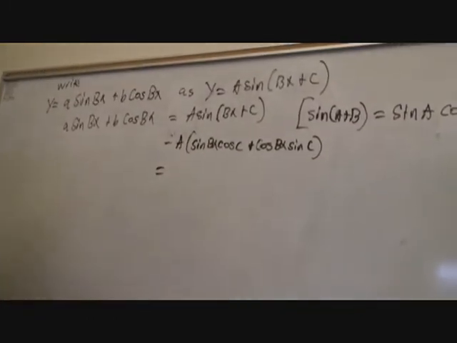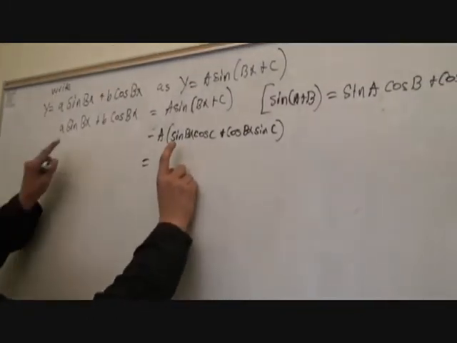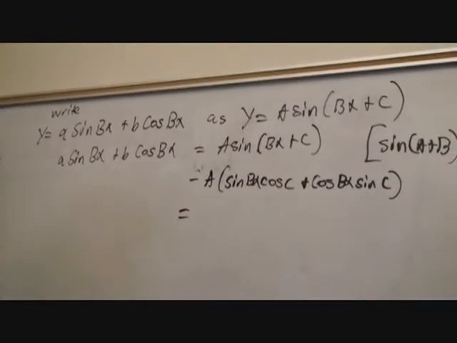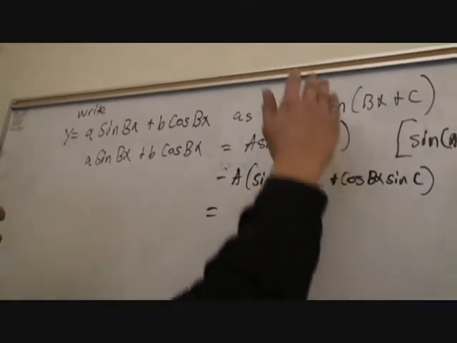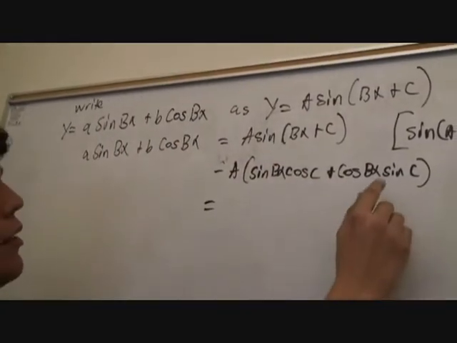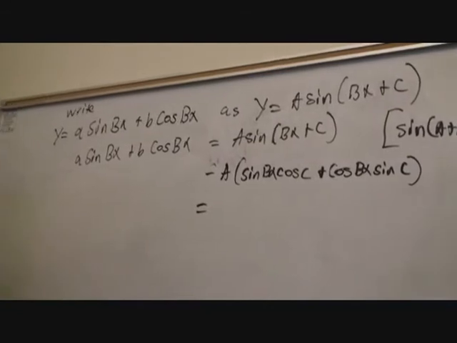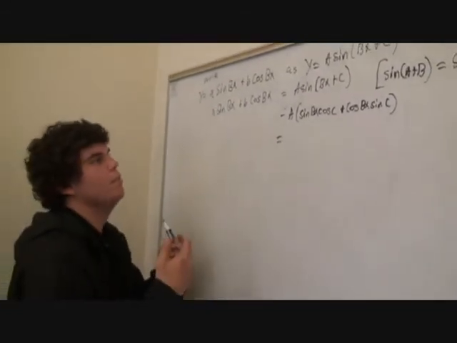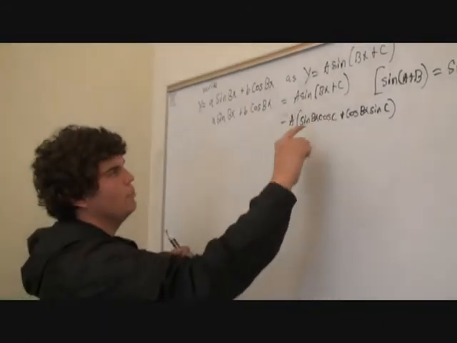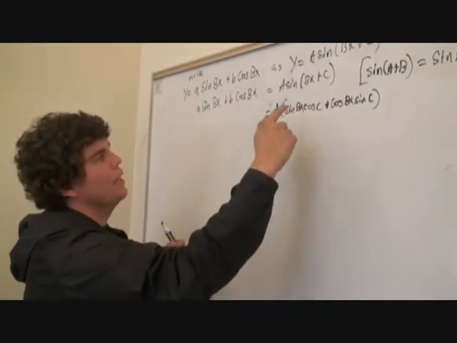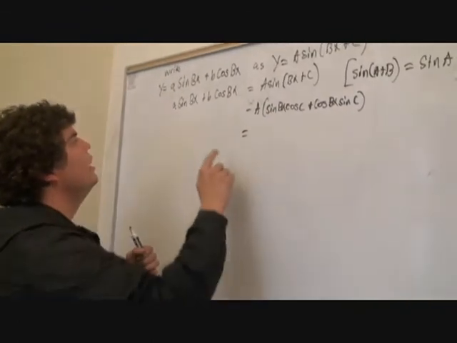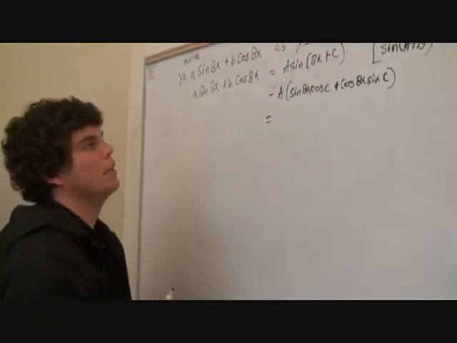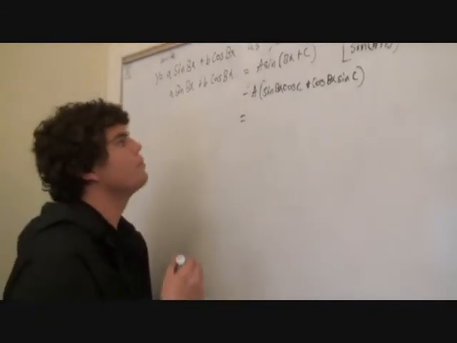Now, I want to take a minute to say that we do have on both sides a sine of bx and a cosine of bx. But the problem is that this equation, which we're trying to make this equation look like, does not have a sine c or a cosine c. But it does have an a and b. And what I'm going to try to do is make, when I multiply the big A in, A cosine C and A sine C equivalent to B and equivalent to A, not respectively, but I will show that.